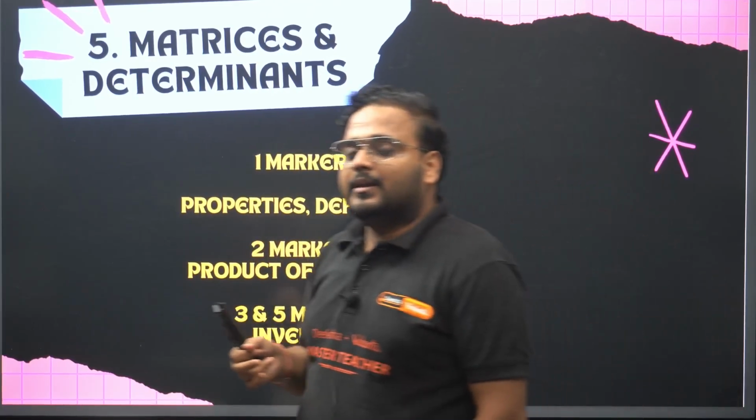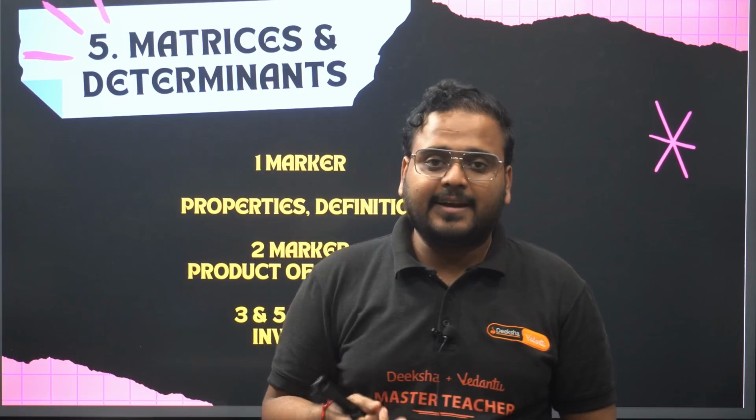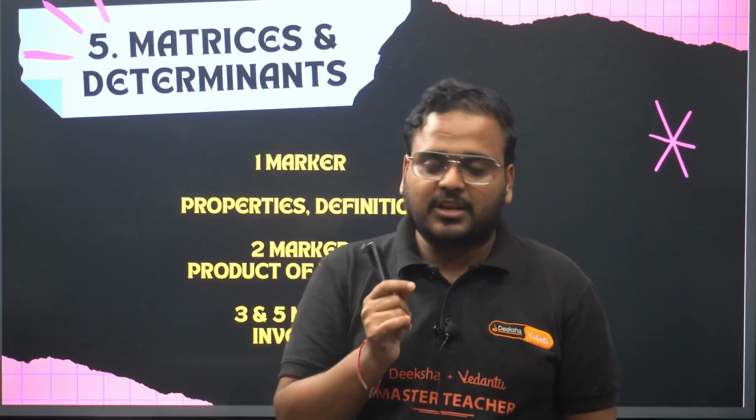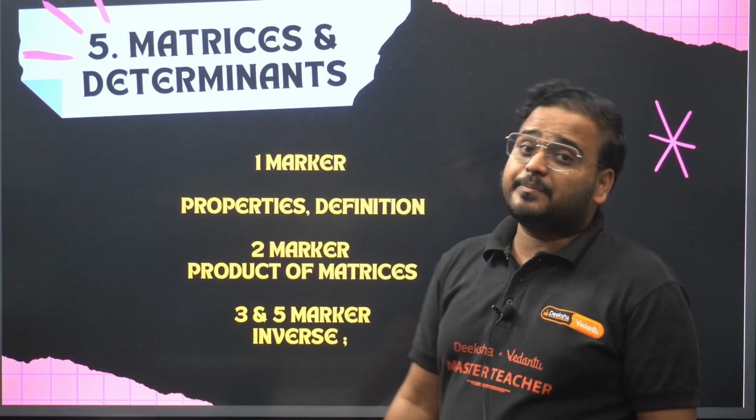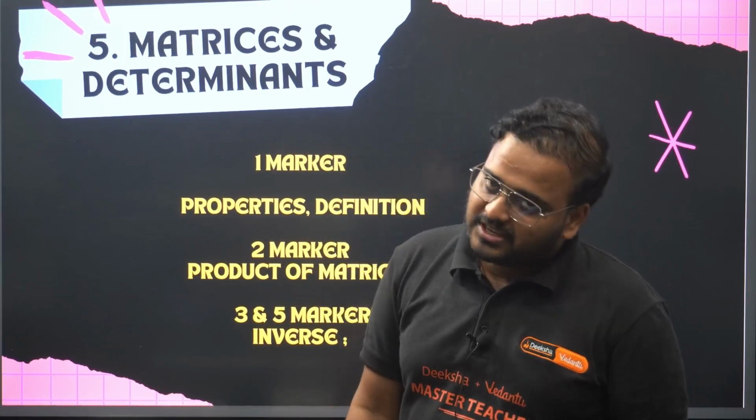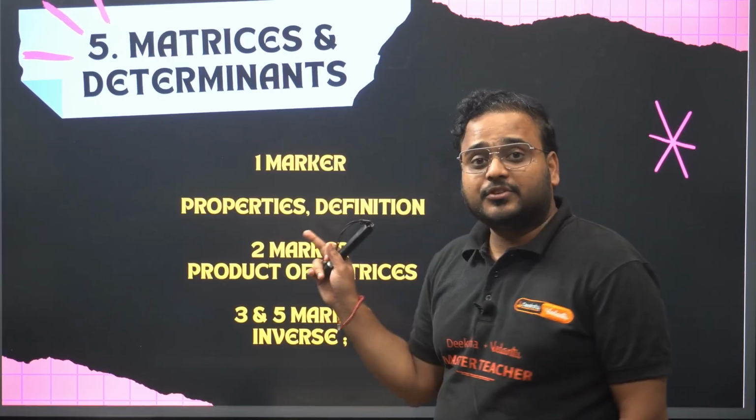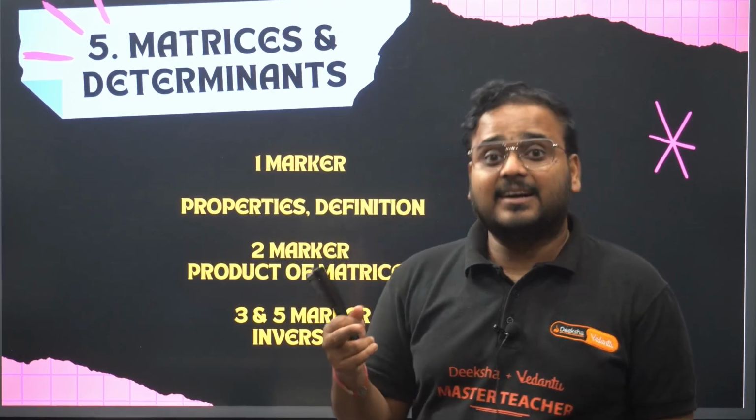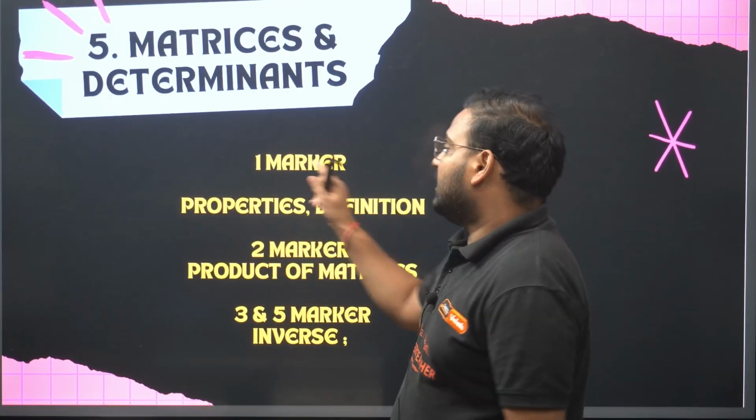Remember, like transpose properties are there, right? Transpose wali property, question can come. Skew symmetric matrix properties, question can come. Okay, definition of matrices, scalar, diagonal, questions can come in the 1 marker category.